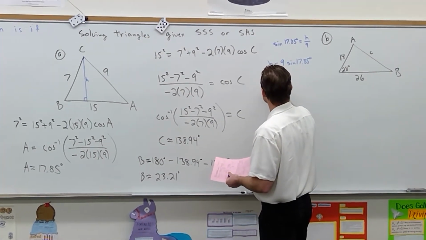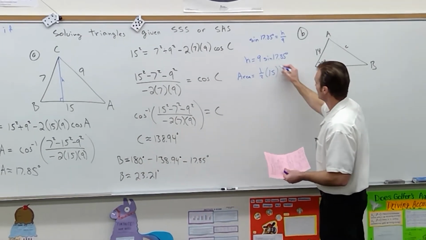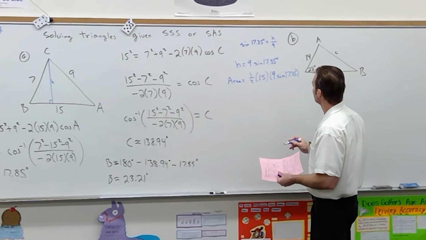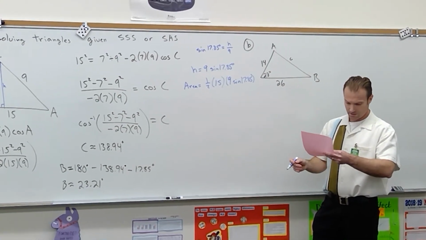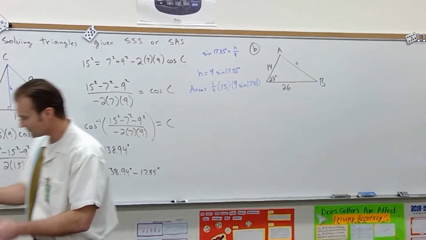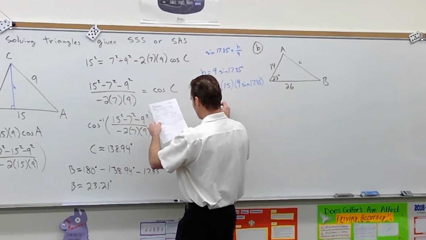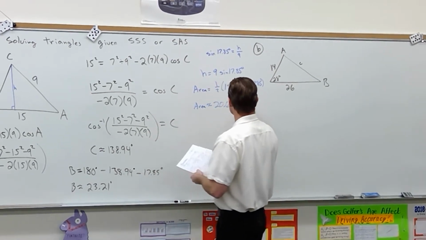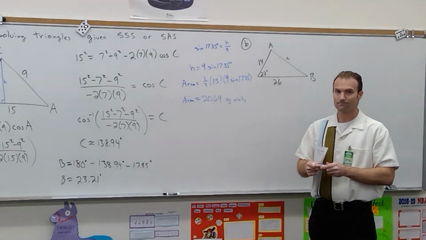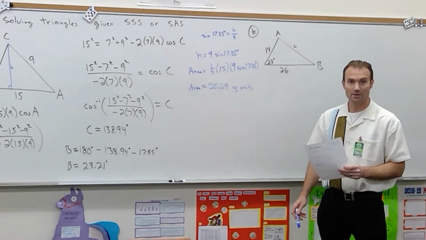So my area will be 1/2 base 15. Height is 9 sine of 17.85 degrees. Working that out, it got cut off on my sheet here. Let's see, I wrote it down somewhere. Yeah. I get an area of roughly 20.69 square units. There you go, there's your first example. Go ahead and pause the video here. If you want to try the next one on your own, feel free.